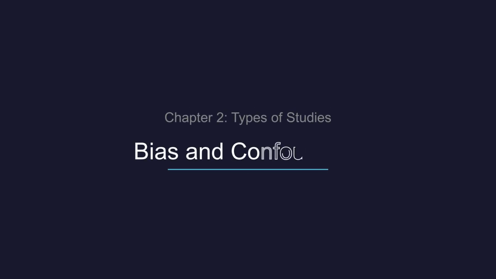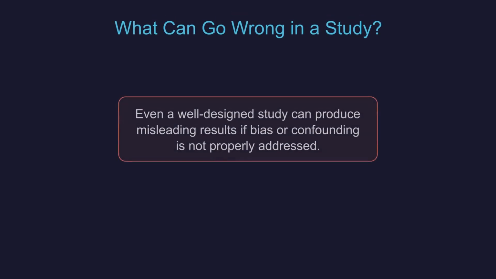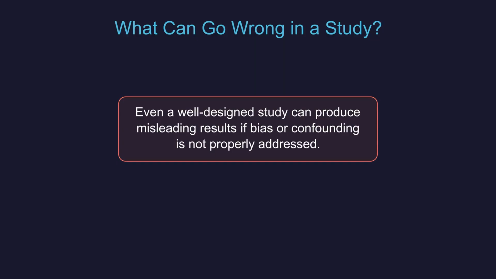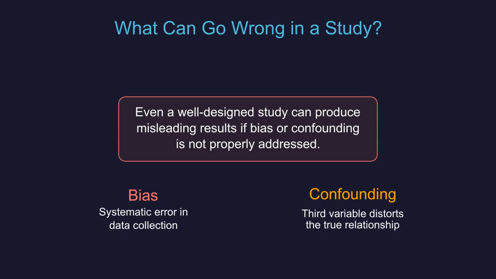Bias and confounding. Let's learn about the threats to valid study results. Even a well-designed study can produce misleading results. Two major threats to validity are bias and confounding. Bias refers to systematic errors in how data is collected or subjects are selected. Confounding occurs when a third variable distorts the apparent relationship between the exposure and the outcome.